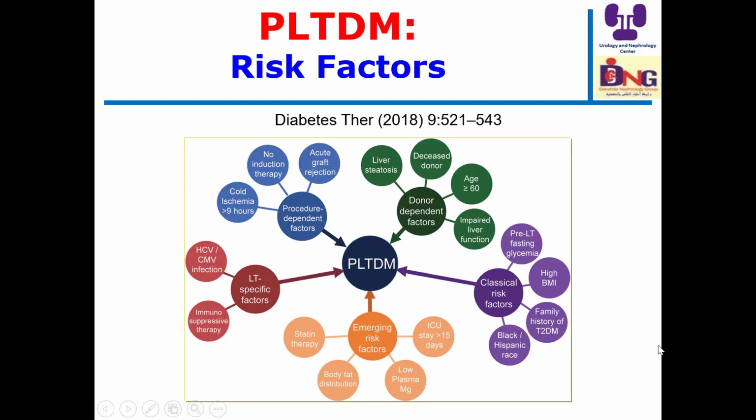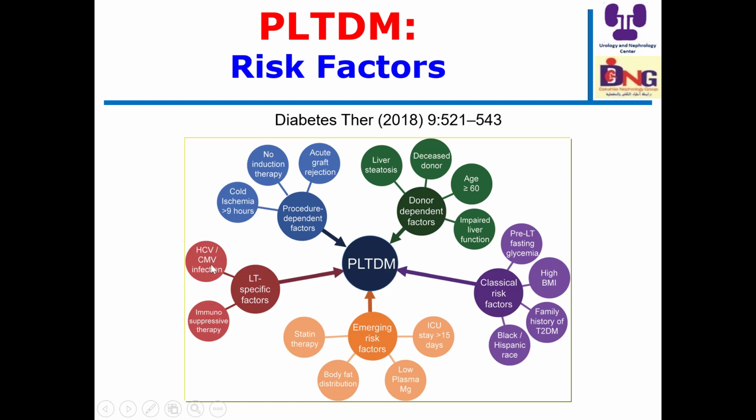In liver transplants, there are a lot of risk factors: either classic risk factors, like pre-liver transplant fasting glycemia, high body mass index, family history of type 2 diabetes, or certain race; or donor-dependent factors like liver steatosis, deceased donor, age above 60, impaired liver function; or the procedure-dependent factors like acute graft rejection, no induction therapy, or cold ischemia above 9 hours.